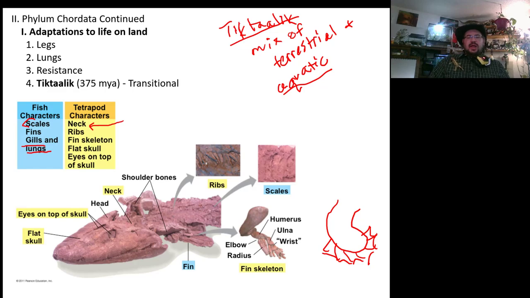So, necks are not generally present in fish. They can just move their body in the water. Should they need to look to the side, they can just twist their body. On land, it's not as easy to turn around, right? So, having a mobile neck that allows you to move your head gives you the ability to survey the environment on land more effectively. We also have thicker, more well-developed ribs to support a thoracic cavity, a chest cavity that possesses lungs. So it supports a chest cavity with lungs.